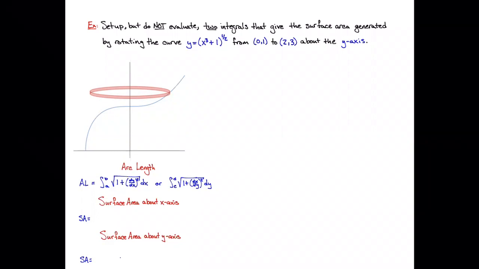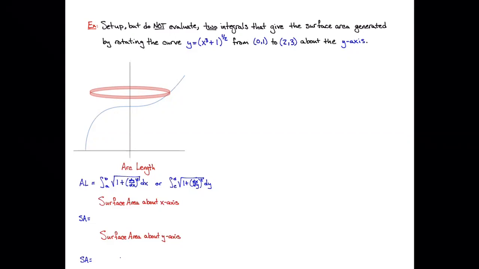Before we jump into it, we need to remember all our formulas. We know that surface area is built upon arc length, and the arc length, if you're doing it with respect to x, is the integral from a to b of the square root of 1 plus (dy/dx) squared dx, or if you're going to do it with respect to y, it's the integral from c to d of the square root of 1 plus (dx/dy) squared dy.